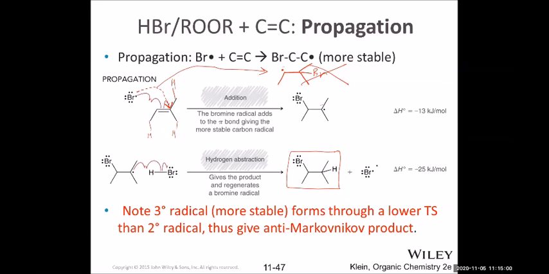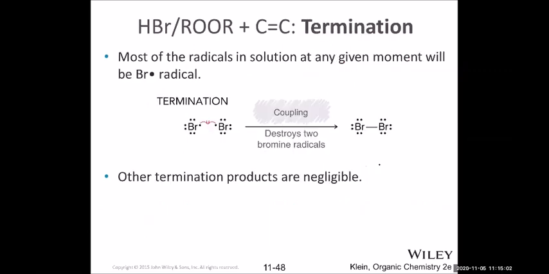We have the anti-Markovnikov product as the final product. Termination: the free radicals just react with each other. When the radicals react with each other, that stops the whole thing, stopping any possibility of further reaction.